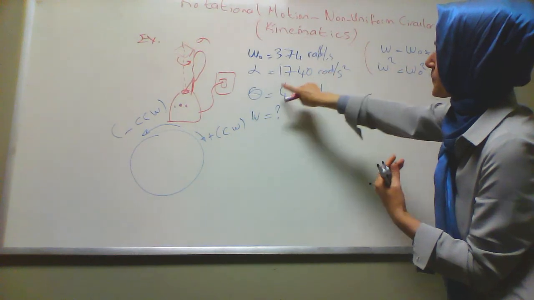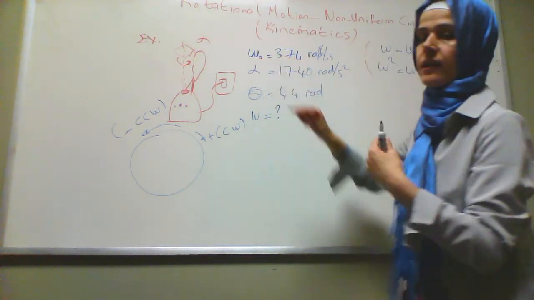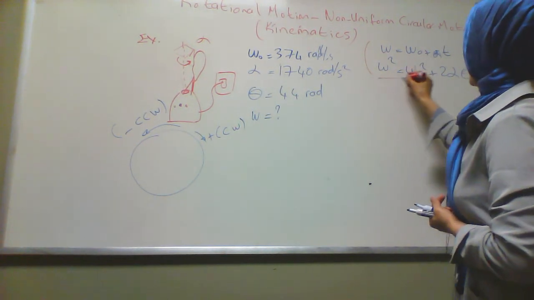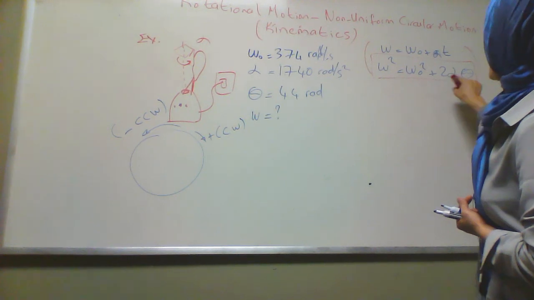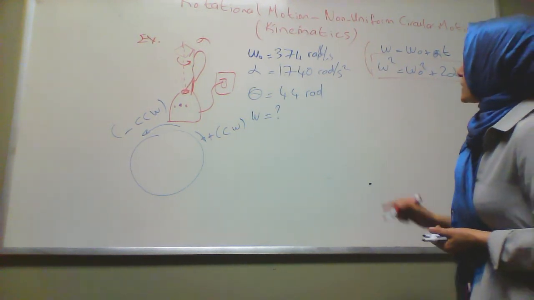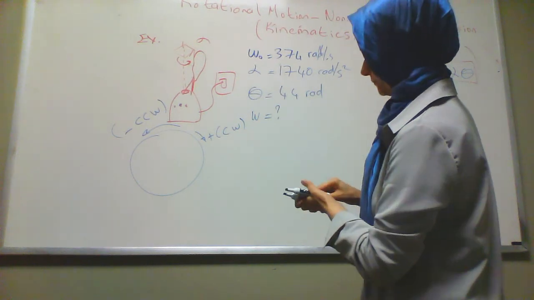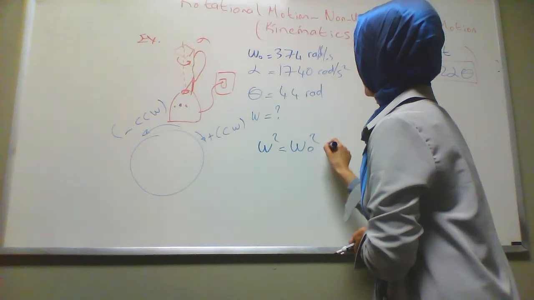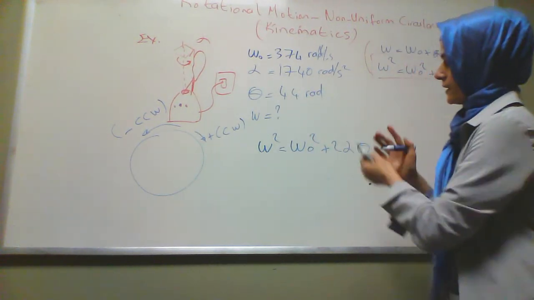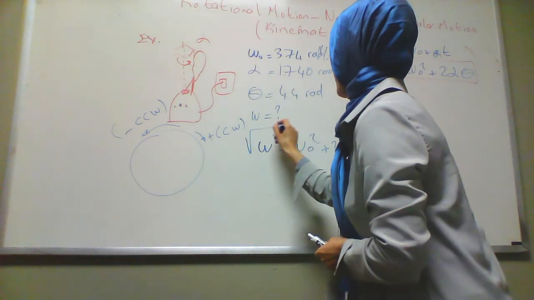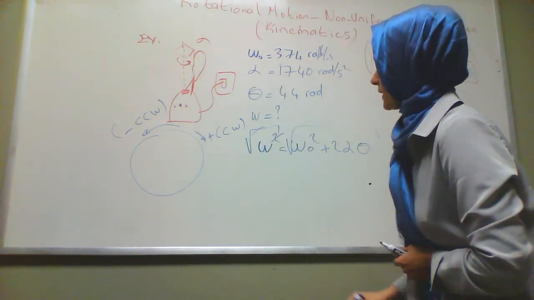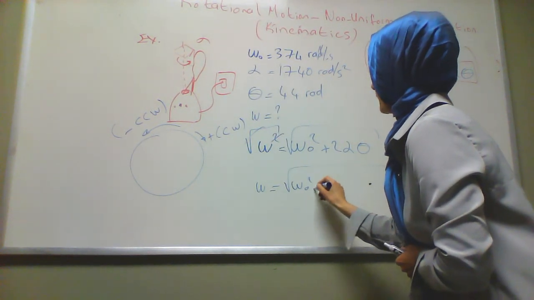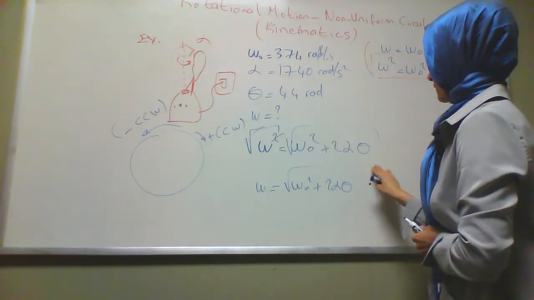I know alpha, I know theta, I know omega 0, so I need an equation that will be using these and give me the final omega. It would be this one, involving alpha, theta, initial omega, and final omega. So I'm going to be using this equation to solve for my final omega. Omega squared is equal to omega initial squared plus 2 alpha theta. And this is exactly what I'm looking for. Taking the square root of each side, the square will cancel in here, and the final omega will be equal to the square root of initial omega squared plus 2 alpha theta.